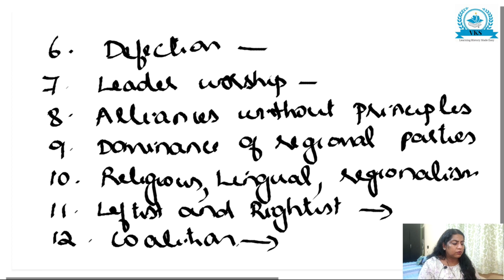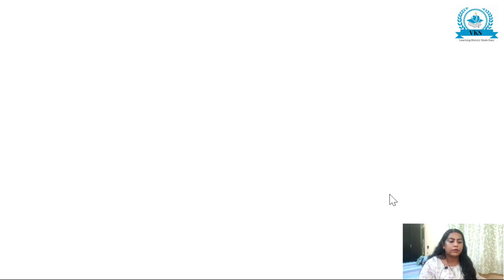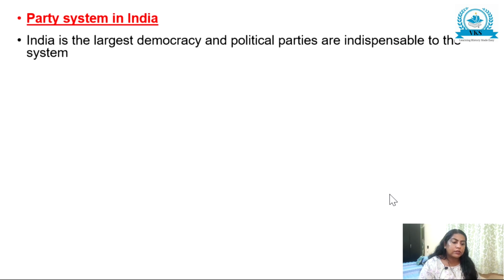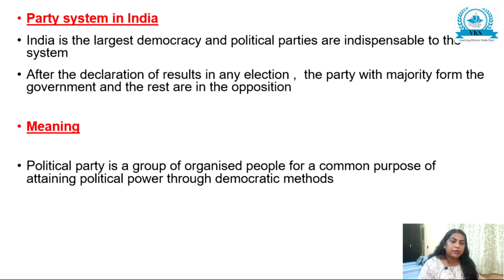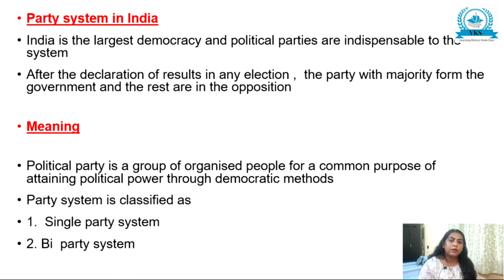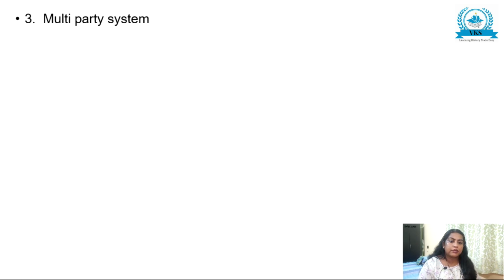So let us go through all the points quickly once. Party system in India. India is the largest democracy and political parties are indispensable to the system. After the declaration of results in any election, the party with majority forms the government and the rest are in the opposition. Meaning, a political party is a group of organized people for a common purpose of attaining political power through democratic methods. The party system is classified as single party system, bi-party system and multi-party system.